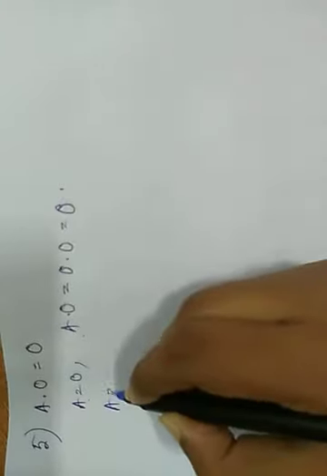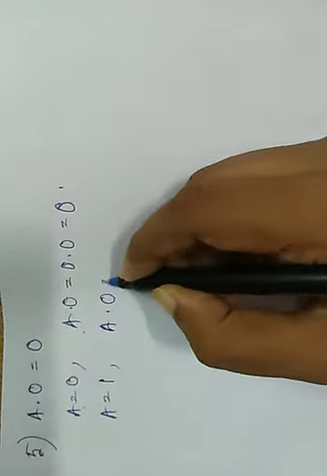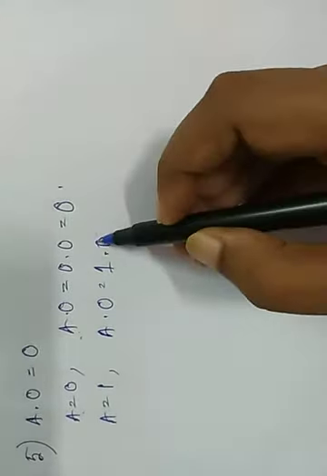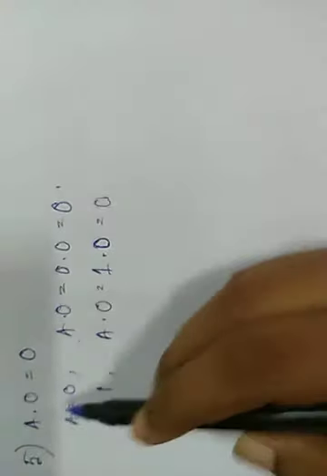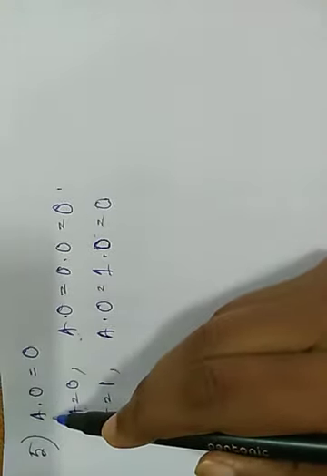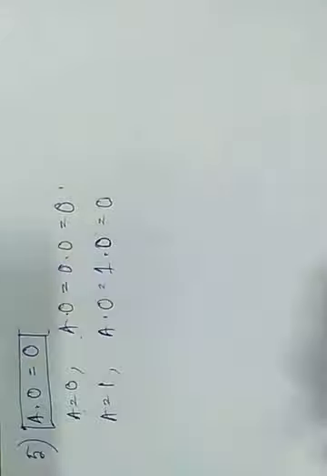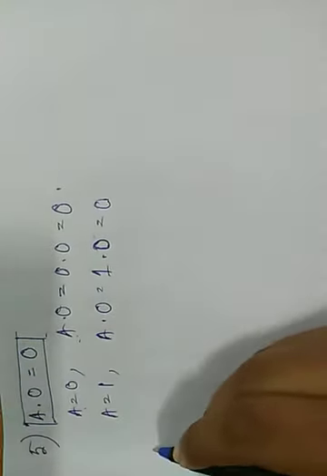And if we write a equals 1, then a dot 0 means 1 dot 0. So the AND operation having values 1 and 0 is always 0. So whatever be the value of a, 0 or 1, the output is always 0. So this is also another identity.